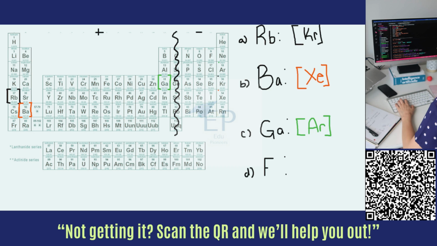Finally, we look at fluorine. Unlike the other elements that we looked at, fluorine will become an anion. This means it will gain an electron. When fluorine gains an electron, it's going to have an electron configuration identical to the noble gas that comes after it on the periodic table, in this case, neon. So its electron configuration can be drawn like this.